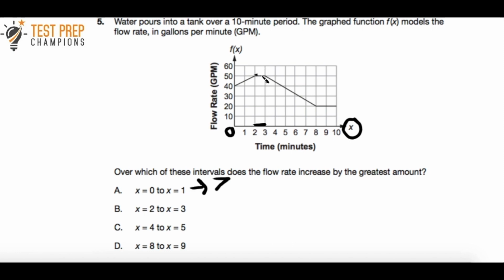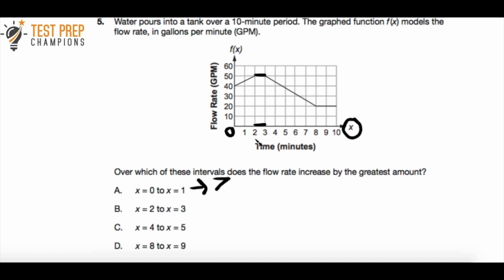So right here on the graph, what we notice is that the graph is flat. Okay, so flat right off the bat, that should tell us that there's no change. So there's no increase going on here. Okay, now we can check this mathematically, right?